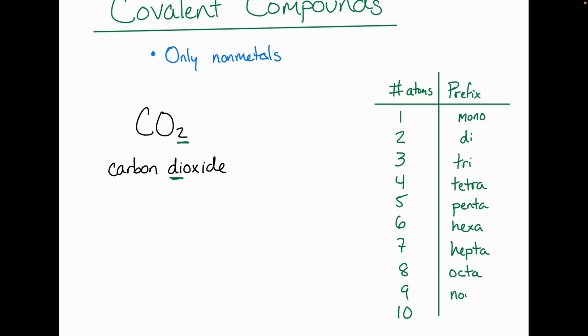Octa, nona, and deca. Will we be going all the way up to 10? There are so seldom compounds that have 10, but there is one famous one. Generally speaking, you're pretty restricted to this early region here.